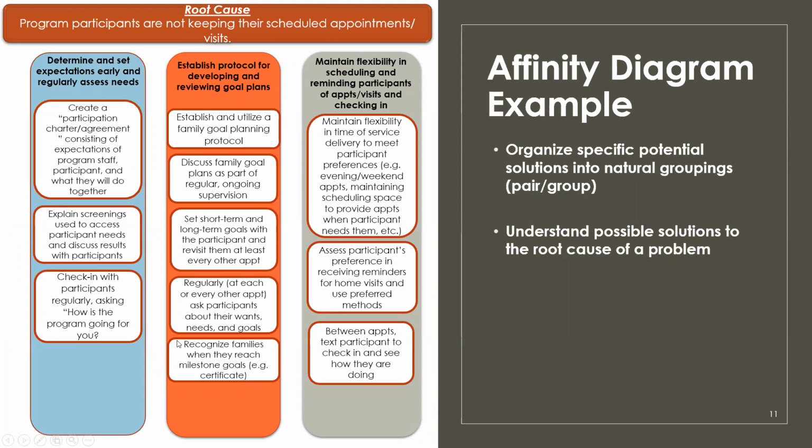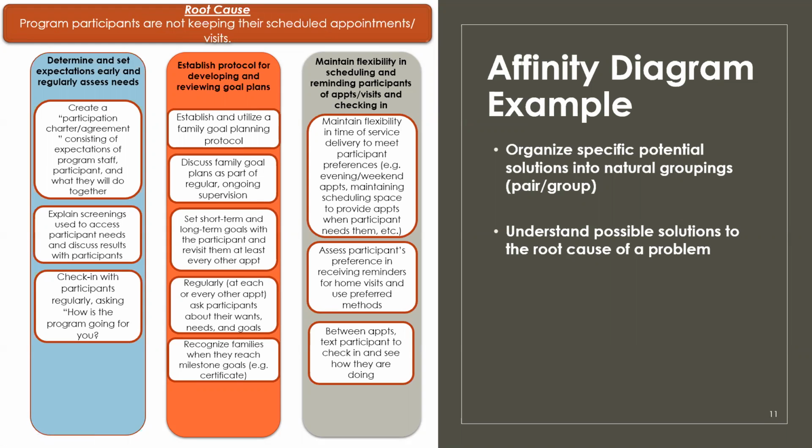This will allow them to group them in columns. So for example, in this first column, we have create a participation charter/agreement consisting of expectations of program staff, participant, and what they will do together. Next, there is explain screenings used to assess participant needs and discuss results with participants. And then check in with participants regularly, asking, how is the program going for you?